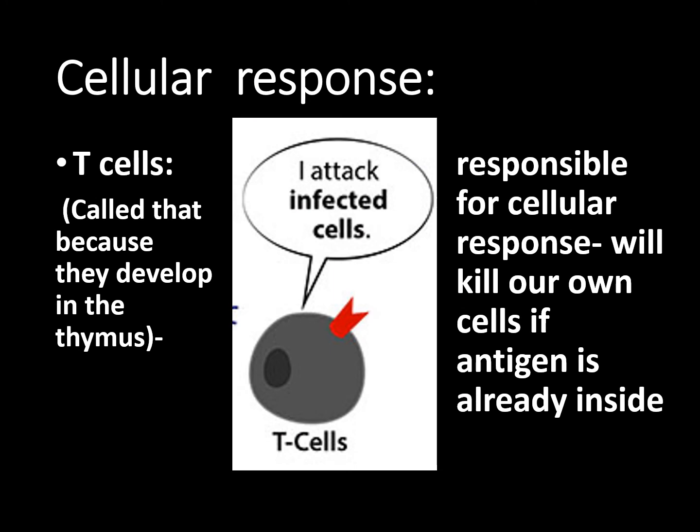Now I mentioned T cells. They got notified by the B cells that something was amiss. T cells are called that because they are developed in the thymus. Remember, B cells were from the bone marrow. T cells are from the thymus. Their job is to destroy and kill any antigens that get inside the cells.